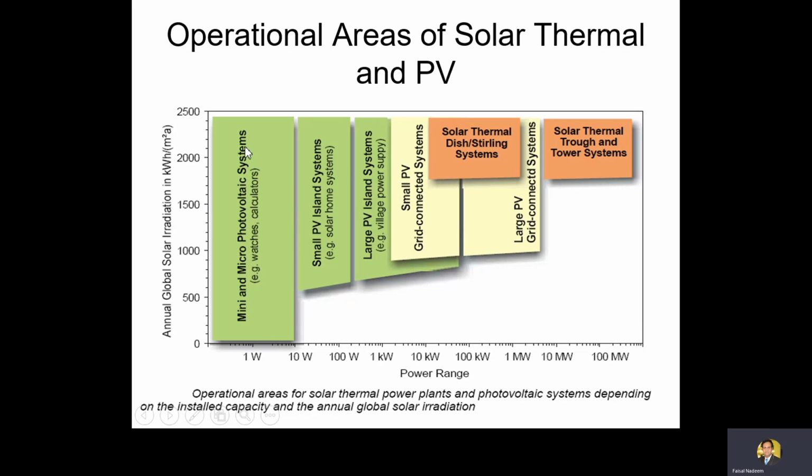So, if we look at this slide very closely, the graph shown here has, on the y-axis, the annual global solar irradiation in kilowatt hour per meter square, and on the x-axis we have the power range. Here it is clearly shown that this green block represents the photovoltaic systems.